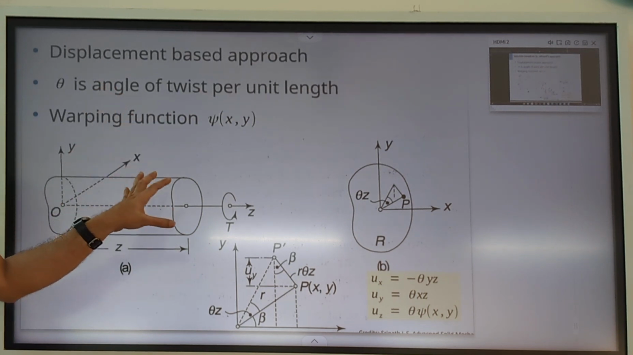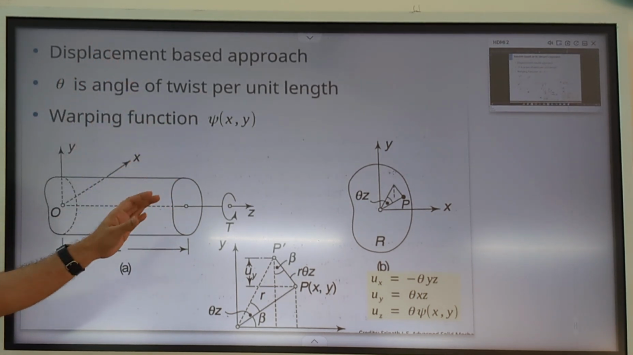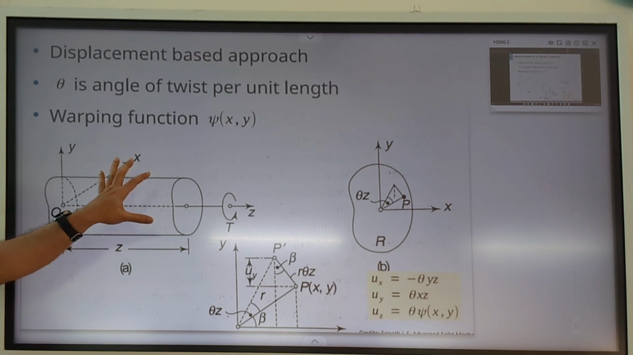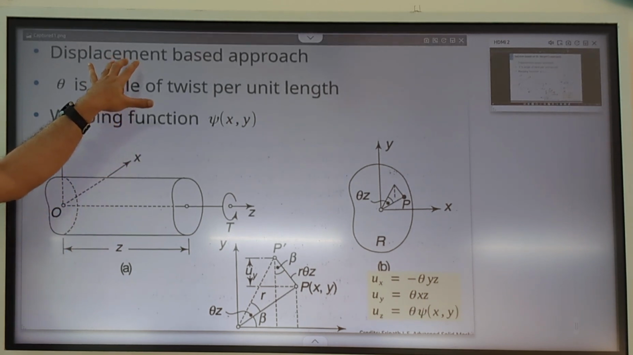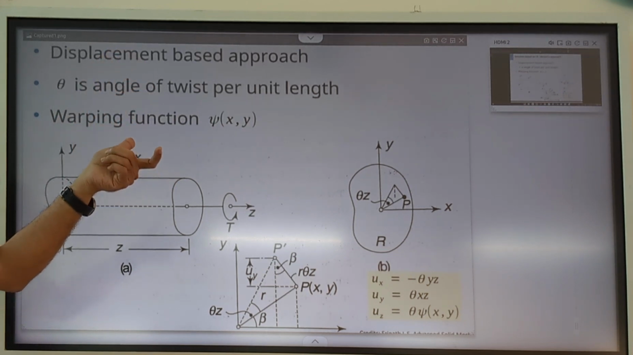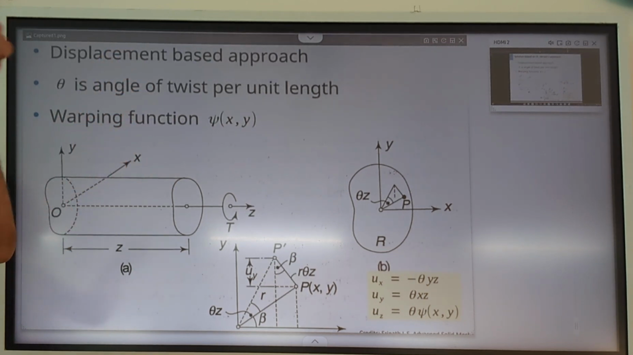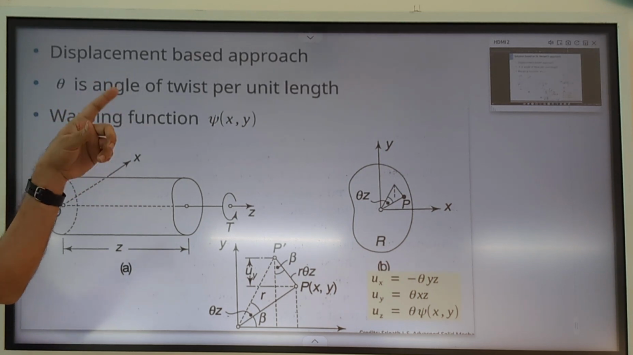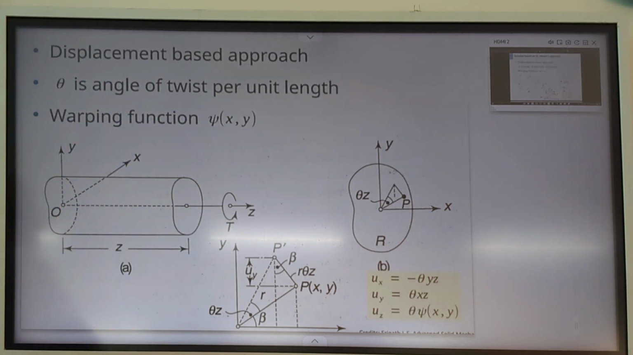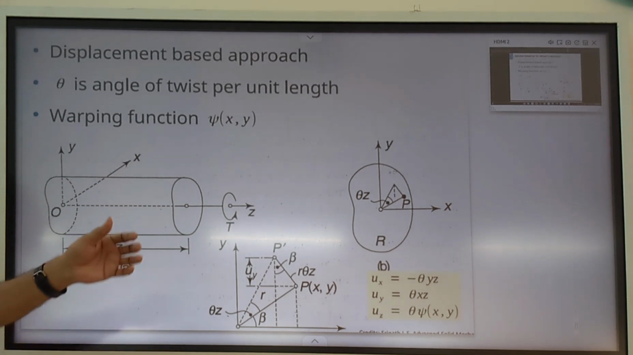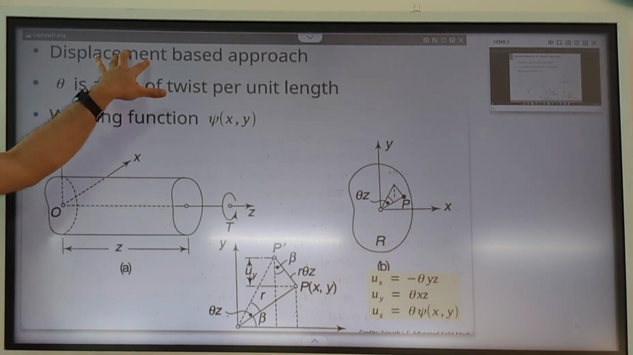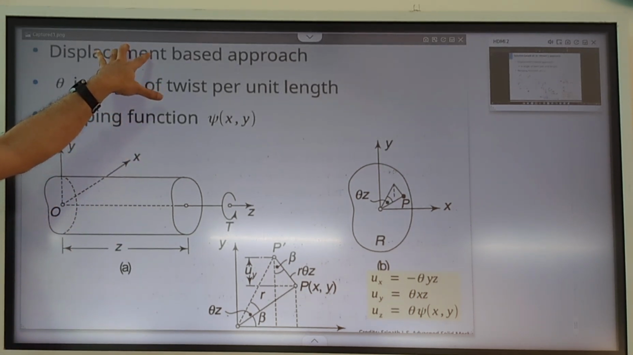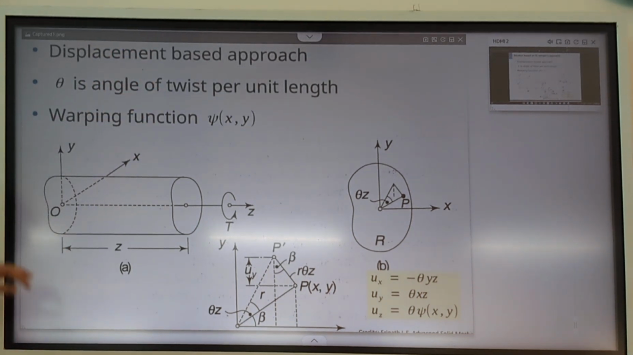There are different approaches to develop the final equation which we are going to use. One approach is called the displacement based approach. In this approach, first we establish, when a non-circular shaft is rotated, how each point in the cross section gets displaced. So we'll first formulate what Ux, Uy and Uz are for any point in the cross section, and from that we will get the stress equation. This approach is called the displacement based approach or Saint-Venant approach. That approach is being followed here.